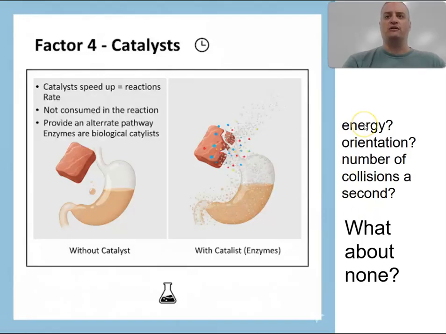So energy, do they add or decrease energy? No, they don't. They just lower the cost. Change orientation? Nope. Do they change the number of collisions in a second? No, they don't. So when we think about why having a catalyst speeds up a reaction, it lowers the activation energy needed, it doesn't give more energy. And it doesn't affect the orientation or the number of collisions. So since every collision needs less energy, more of them are likely to happen in a given amount of time.